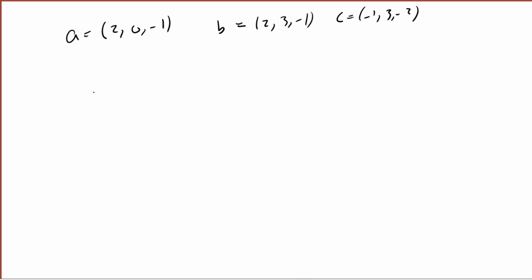Okay, let me copy down. We have A, which is 2, 0, minus 1, and B, which is 2, 3, minus 1, and C, which is minus 1, 3, minus 2. Okay, it says determine a unit vector in the direction of A cross B, or in the direction of B cross A. All right, so we compute B cross A.